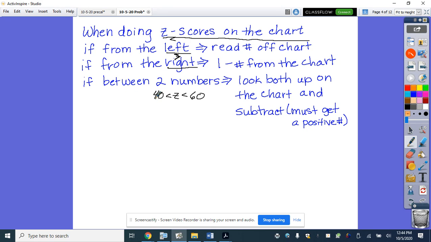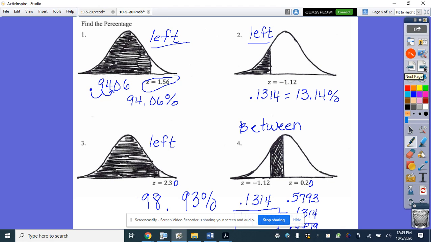Remember that your answer has to come out to be positive, because areas must be positive. All right, so we're going to look at these. Some of you have said, wait a minute, I don't know how to do these. Well, all you have to do is say, which side am I shaded on? This one is shaded on the left, so I'm coming from the left. So I'm going to look up 1.56 on the chart, and I get 0.9406. It's as simple as that.